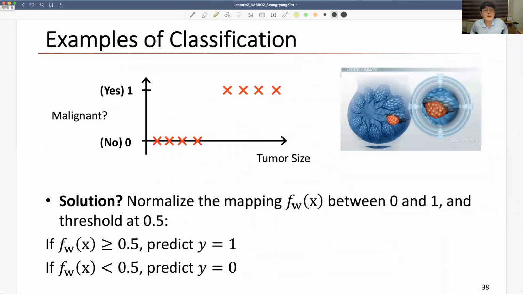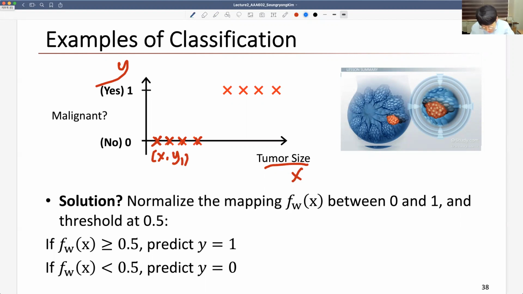Then how can you solve this one? Let's think about this example first. Similar to the regression problem, we have training data, right? So tumor size is x, and the decision of malignant is y. Here is some training data set. Let's say x1, y1, something like this.